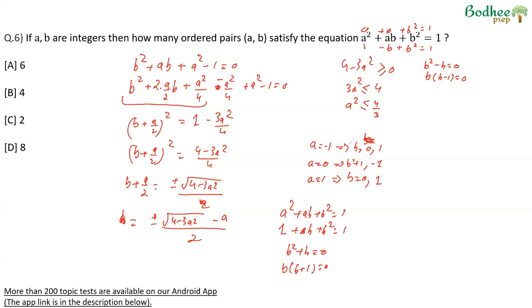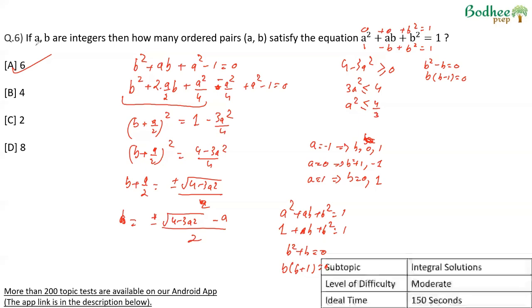Hence you get 6 solutions: (minus 1, 0), (minus 1, 1), (0, 1), (0, minus 1), (1, 0), (1, minus 1). Therefore, 6 ordered pairs are possible. That's a moderate level of difficulty question. Expressing the sum as a quadratic in b is the only challenge. Beyond that, the values are simple, and therefore about 2.5 to 3 minutes to solve.